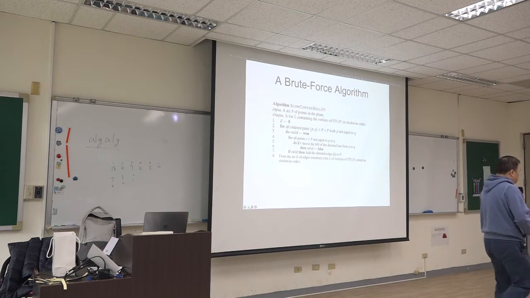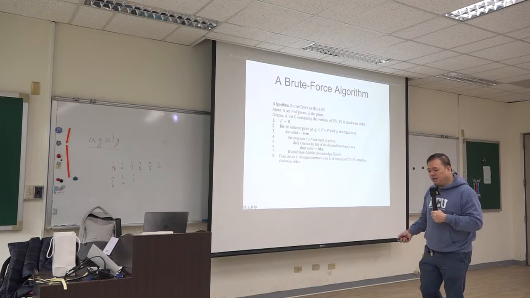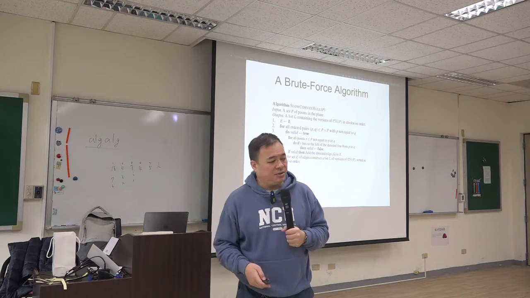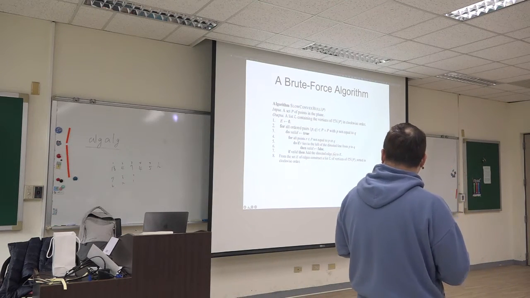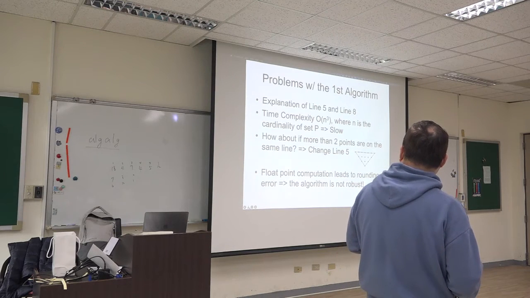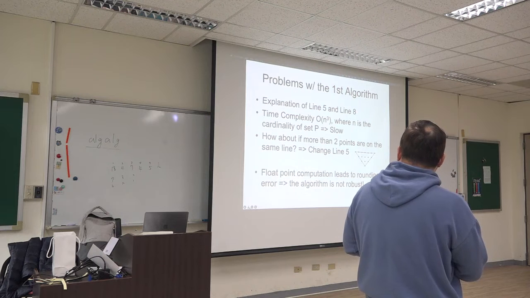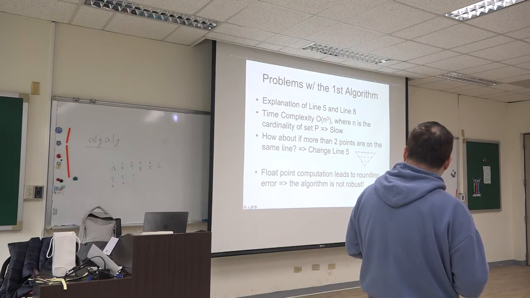So this is the algorithm. A computer could follow this algorithm to construct the convex hull. That's for sure, because each statement is very clear, right? And the computer can follow this statement without a problem. So I already explained this thing. So what is the time complexity of this algorithm?